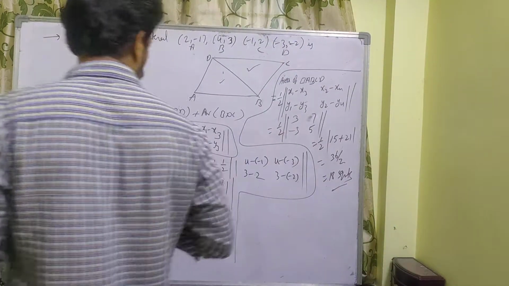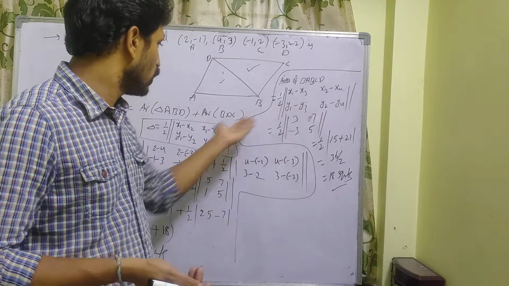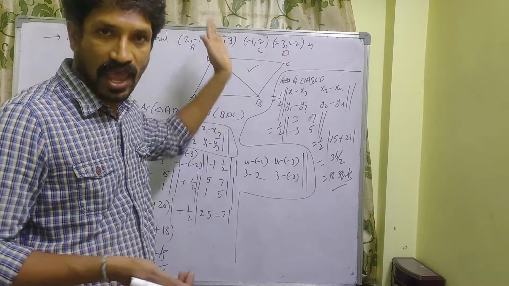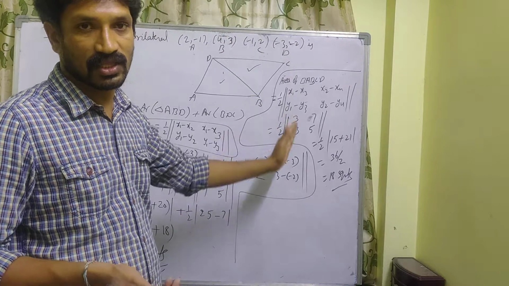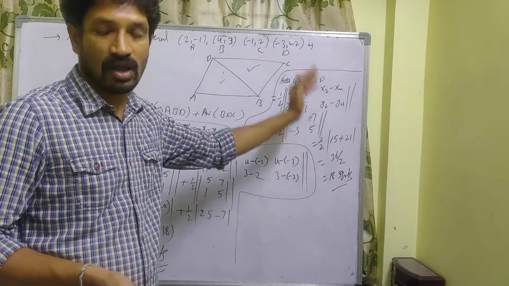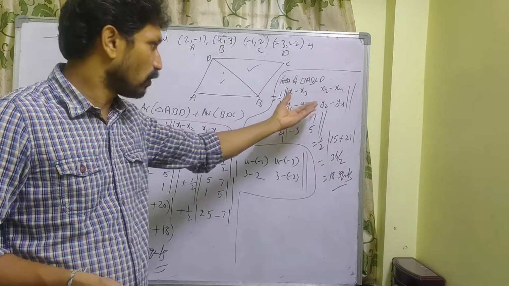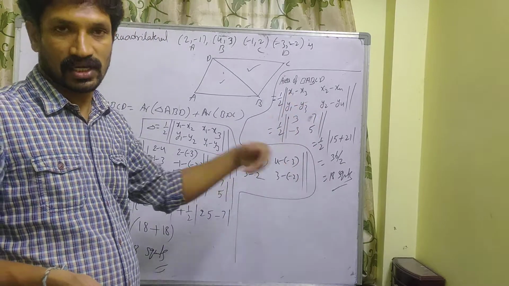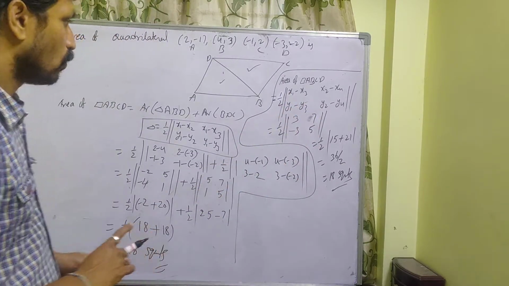You see that. Instead of these formulas, we can use regular formulas: x1 y1, x2 y2, x3 y3, x4 y4, and write x1 y1 again and simplify. Instead of that one, if you remember this formula, it will be very simple and you can make it quickly. Okay.